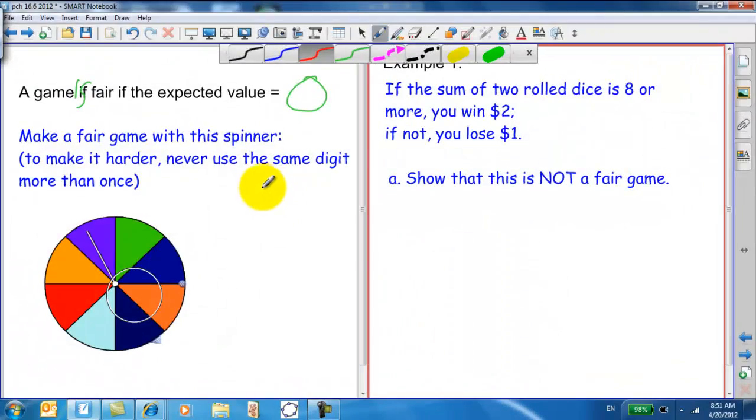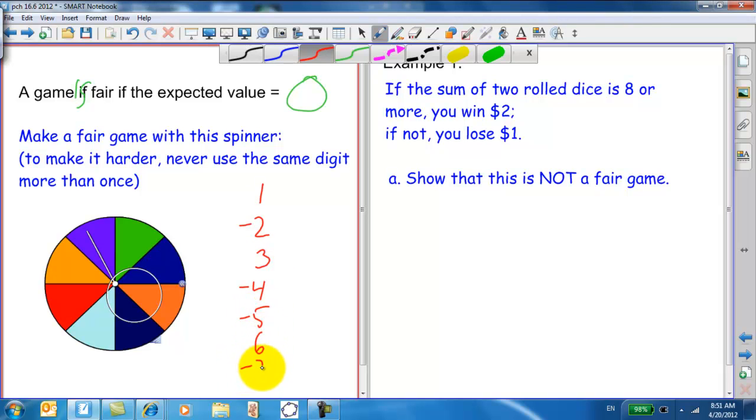We went 1, negative 2, 3, negative 4, then negative 5, 6, negative 7, and 8. 4 to 18 that way, 12 and 6, 18 that way. So expected value would equal 0 because I'm going to multiply each of these by an eighth. There you go.